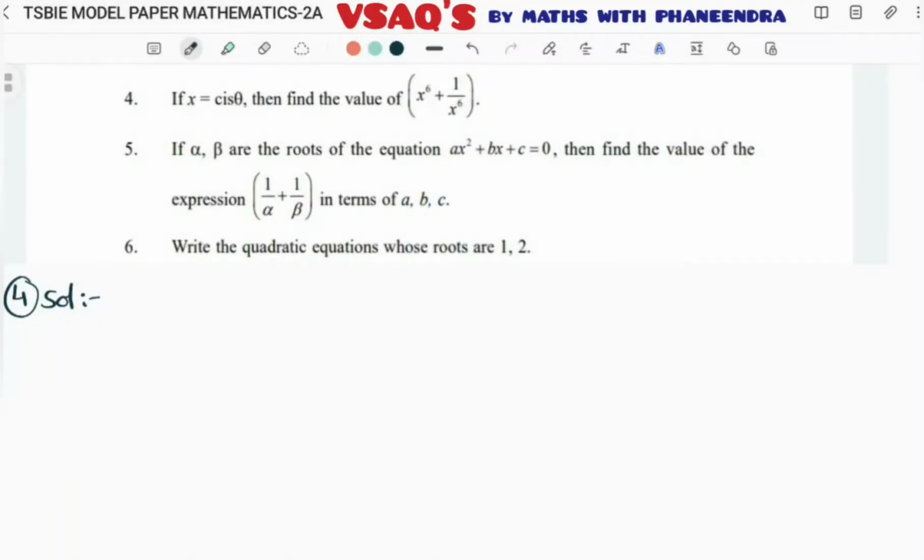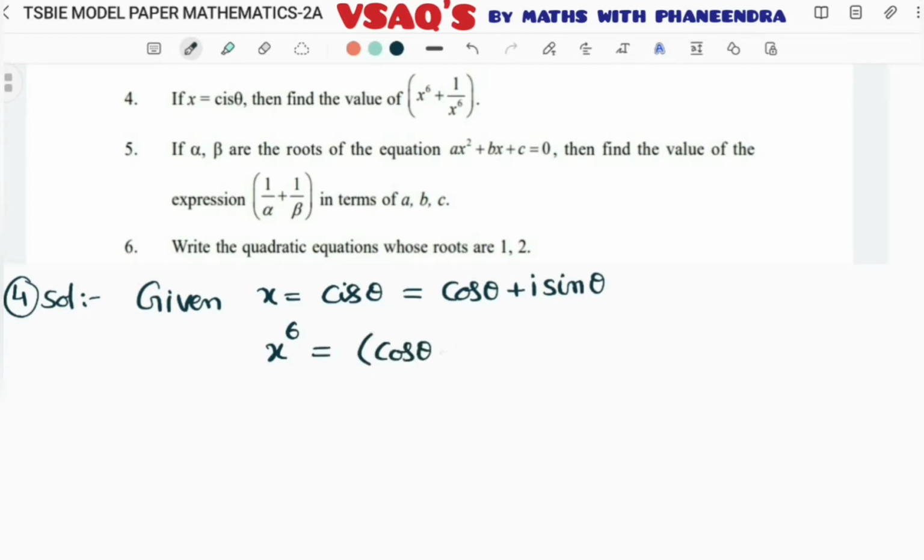Yeah, the next question. If x is equal to cis theta, cis theta means cos theta plus i sin theta. They are asking to calculate x power 6 plus 1 by x power 6. First, x power 6 we will write: cos theta plus i sin theta whole power 6. By using de Moivre's theorem, cos theta plus i sin theta whole power n is cos n theta plus i sin n theta. Here n is equal to 6 now, so it will become cos 6 theta plus i sin 6 theta.